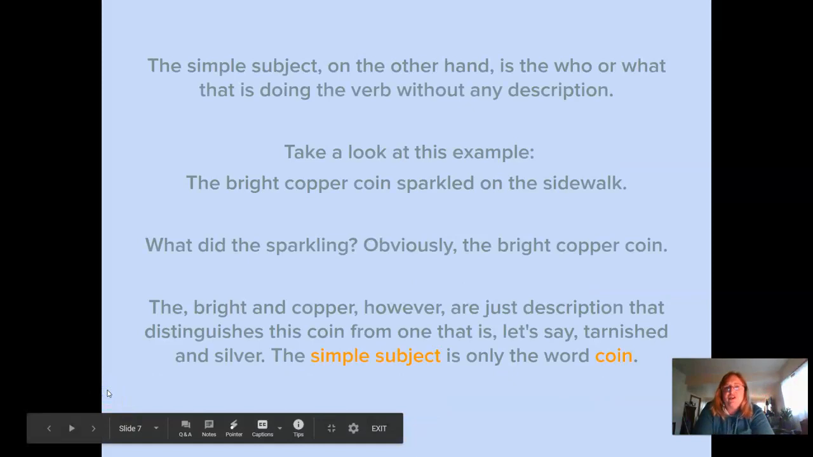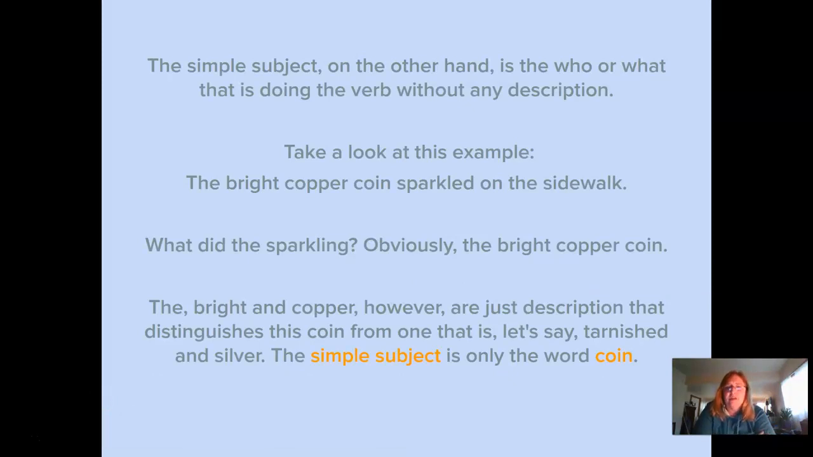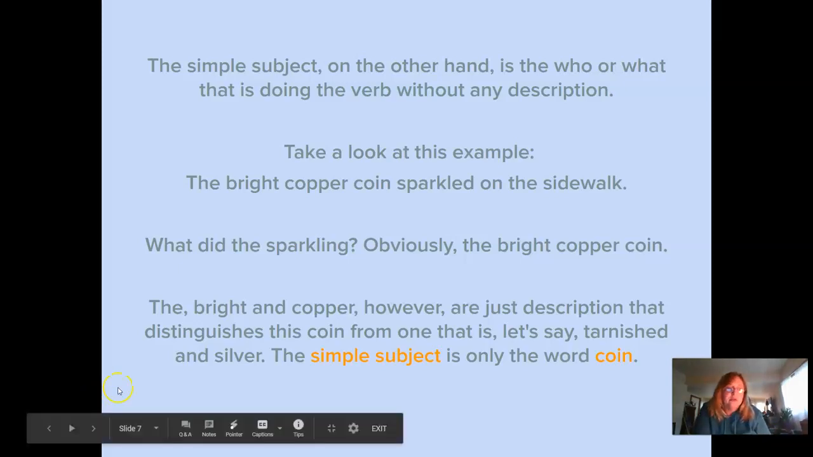Simple subject would be just one word. For example, here, the bright copper coin sparkled on the sidewalk. I'm going to find my verb, sparkled. I'm going to ask what was sparkling. The coin was. And so, pardon me, coin is the simple subject. It's bright and it's copper, but if I'm just looking for what the one word is that is doing the sparkling, that would be coin. So that is the simple subject.